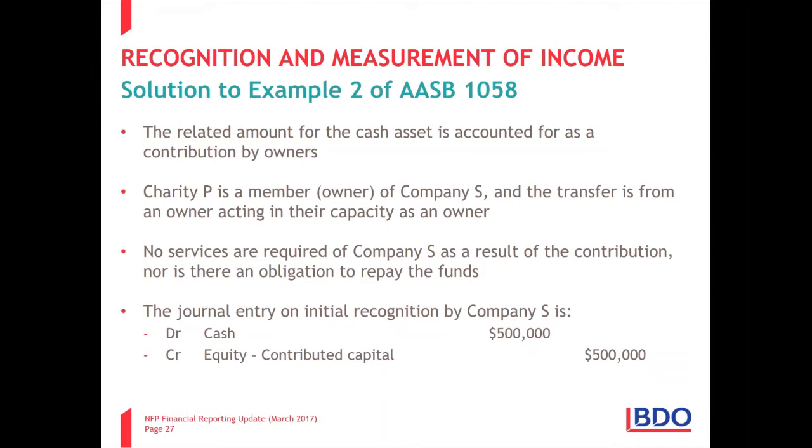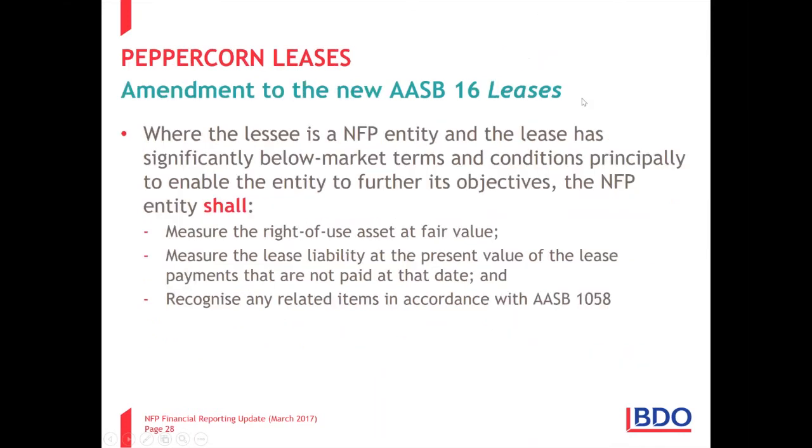Step 1 is to debit cash. When Company S received the money, debit cash $500,000, and credit equity, contributed capital, because one of the owners, Charity B, has given me this money. And if an owner gives me money, it's contributed capital. If an owner gives me money, it cannot be income or revenue.